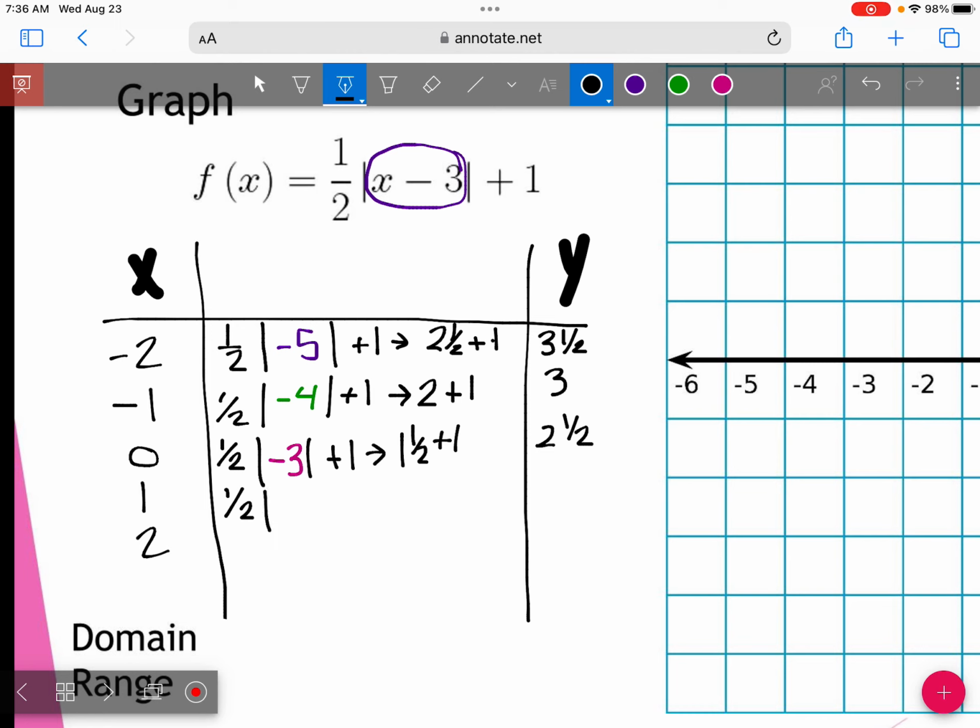1/2 times the absolute value of, into our absolute value section, into our 1 minus 3. It's going to give us -2 plus 1. So we have 1 goes in right here. 1 minus 3. So finish that one out.